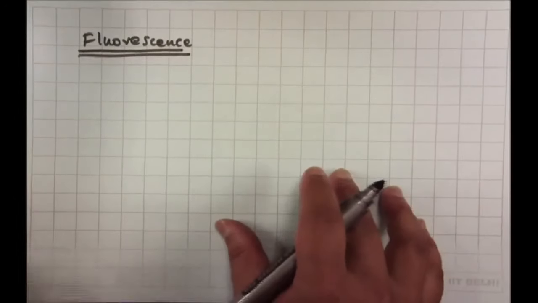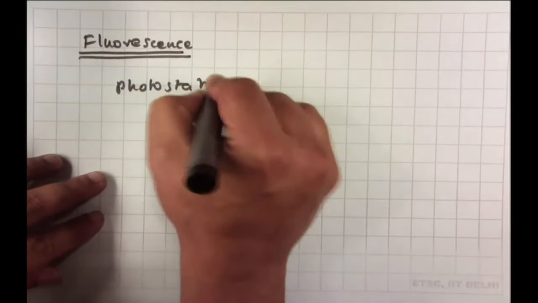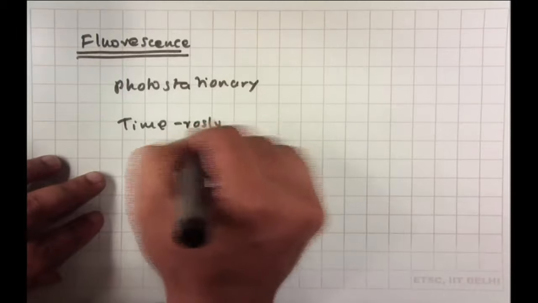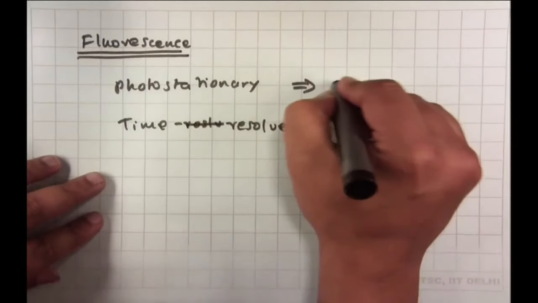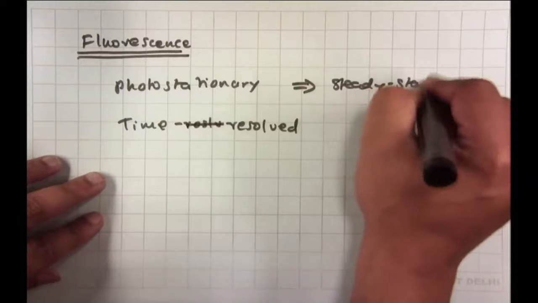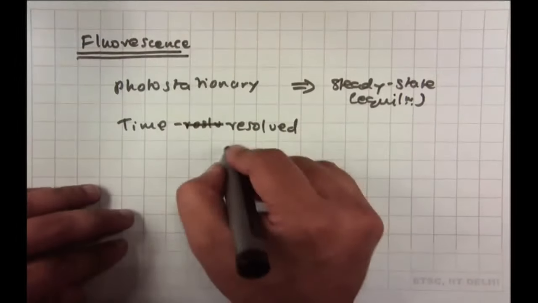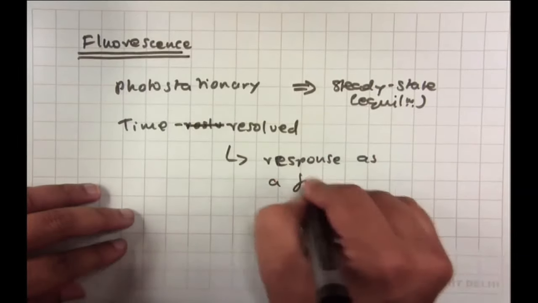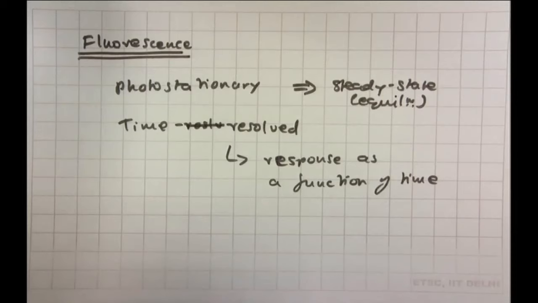Fluorescence can be observed under two conditions. One is photostationary, and the other one is, sorry, this is time resolved. So, this is your steady state measurement, which is equilibrium, and the other one is your response as a function of time.